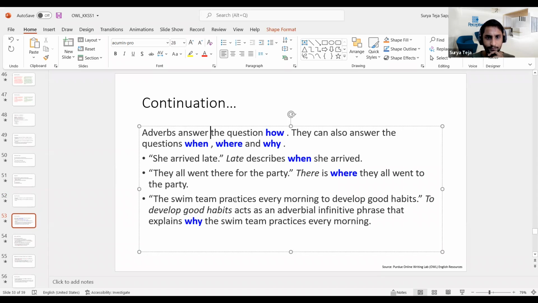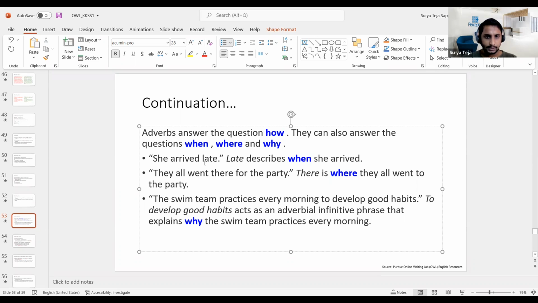So if you see here, adverbs usually answer the questions how, when, where, and why. And how exactly are they answering? We'll see with the following examples. The first example is she arrived late. We are not necessarily talking about that person being regularly late. We are talking about the arrival, whether she has come earlier or she has come late, or when she came. It is basically giving us the answer to the question when. When did she arrive? She arrived late. So we are talking about an arrival, which is an action here.